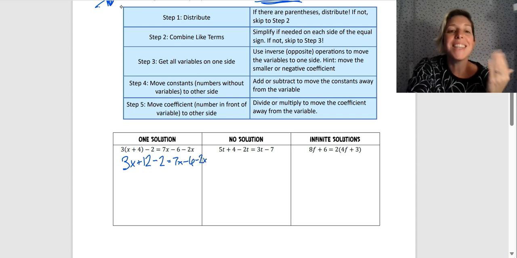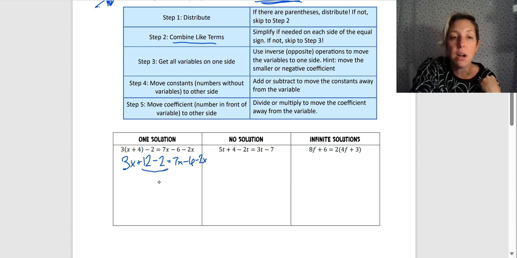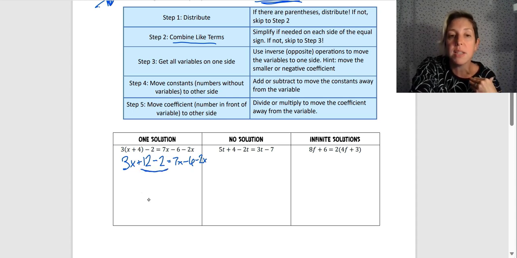box here. The second step, combining like terms. If there are no like terms to combine, you'll just skip to the next step. I do have some like terms here. I have positive 12 and -2 on this side, and on the other side, I have 7x and -2x. So I'm going to combine those like terms.